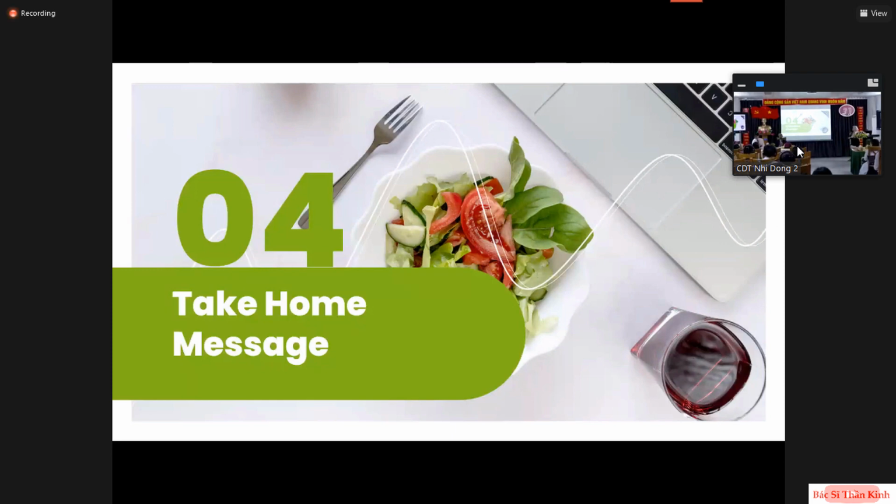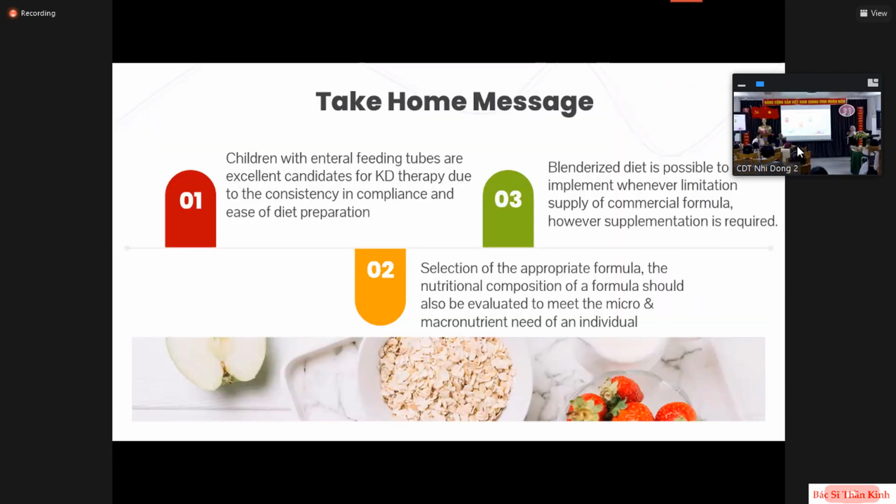Okay, now the take-home message, the last session. Children with enteral feeding tubes are excellent candidates for KD therapy due to the consistency, compliance, and ease of diet preparation. Selection of the appropriate formula: the nutritional composition of a formula should also be evaluated to meet the micro and macronutrient needs of an individual. Blenderized diet is possible to implement whenever there is limited supply of commercial formula. However, supplementation of vitamin and mineral is needed.